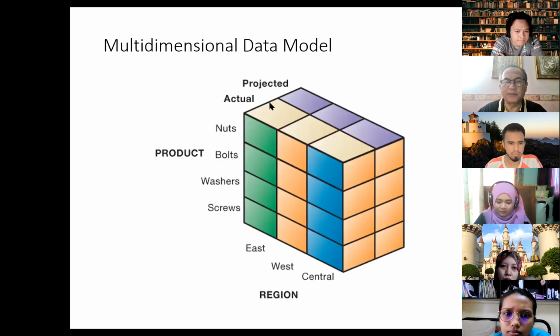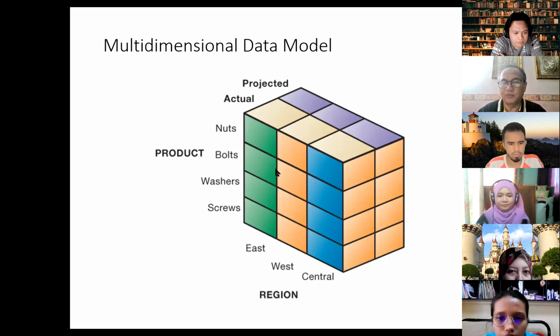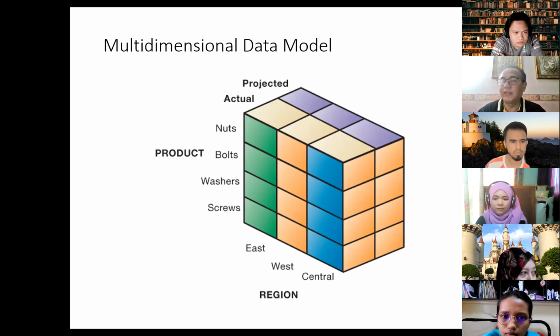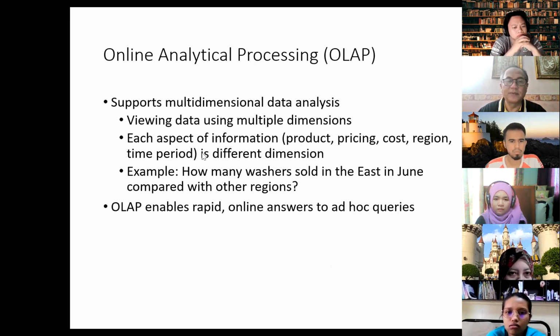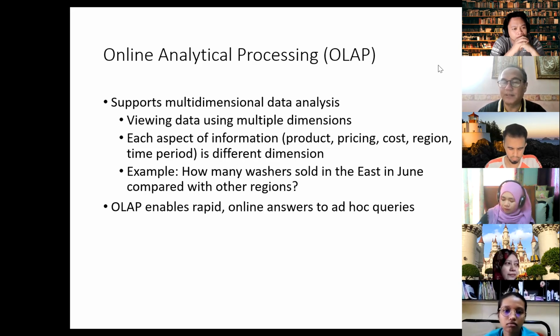We have multi-dimensional data modeling, where data comes in different dimensions. Instead of just 2 dimensions for a table in a relational database, this is 3 dimensions, and you can have many cubes. So you can view the data from multiple dimensions and look into different aspects. It enables rapid online answers to ad hoc queries. OLAP is online analytical processing.